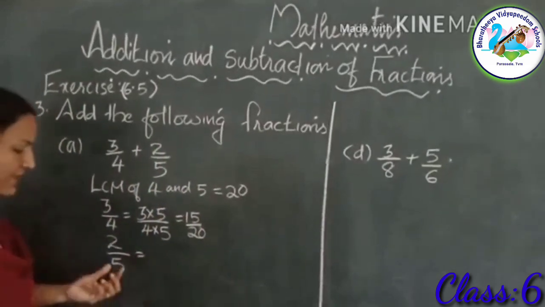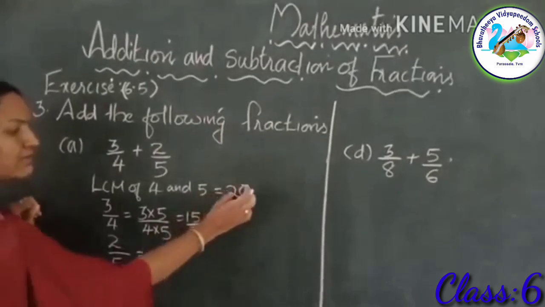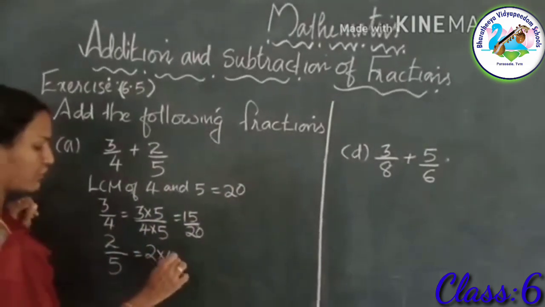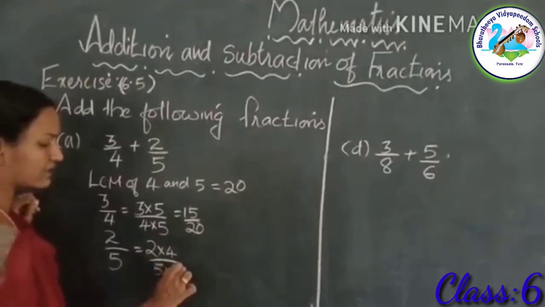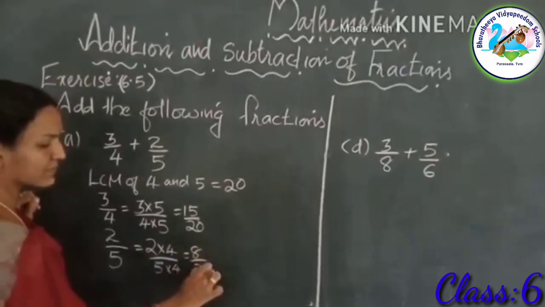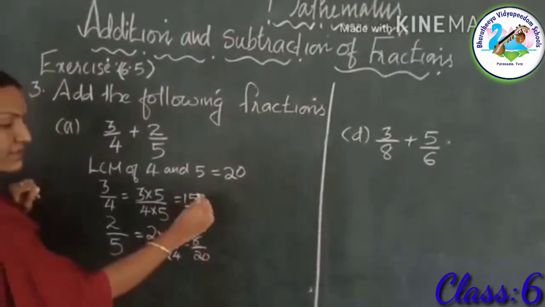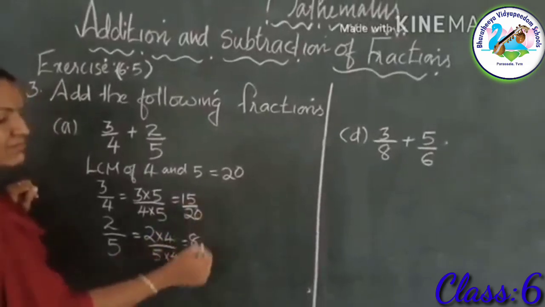Then the next fraction 2 by 5. Here the denominator is 5. So multiply 5 with 4, we get 20. So 2 into 4 by 5 into 4 is equal to 8 by 20. So 15 by 20, 8 by 20, they are like.